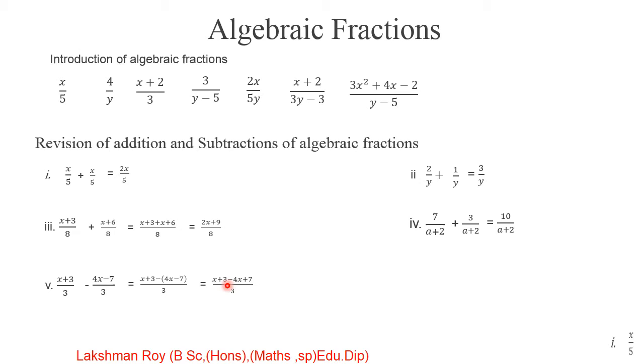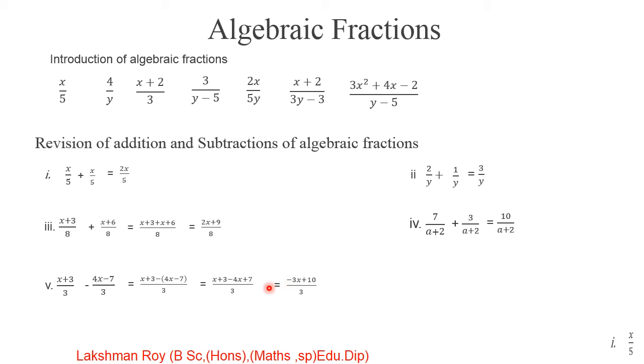If two terms are of different sign, what do you have to do? You have to subtract. Subtract the lesser term from the greater term. That means 4x subtract x, right? Then you get 3x. So you have to put the sign. What is the sign?